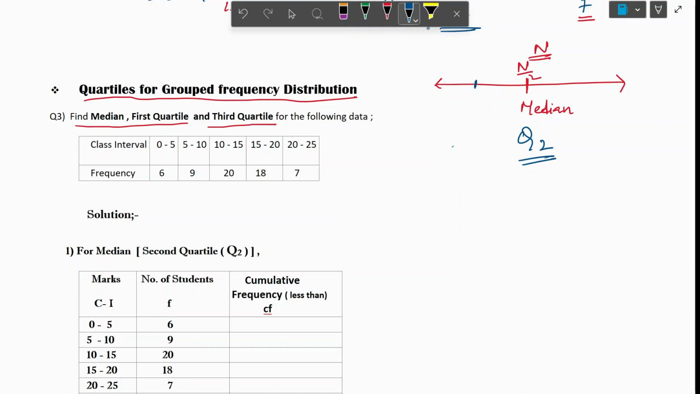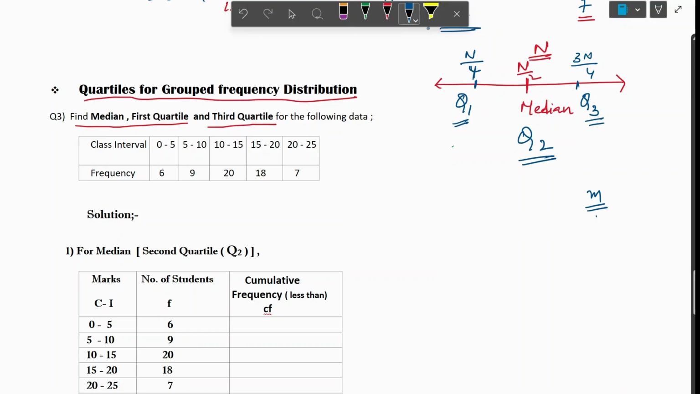Now here the 25%, that is called Q1, the first quartile. That means the total n you are going to divide by 4. 25%. Next, 75% is denoted by Q3, the third quartile. Here that is 3n by 4. Now, just above I showed you that m is n by 2 for median. Therefore, m here is n by 4 for first quartile and 3n by 4 for third quartile. This is the way you can calculate first quartile, second quartile and third quartile. Second quartile is the same as your median. Therefore, this question asks you to find median, first quartile and third quartile.